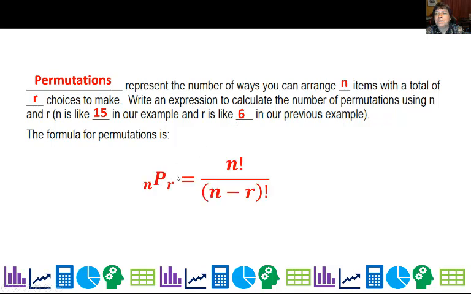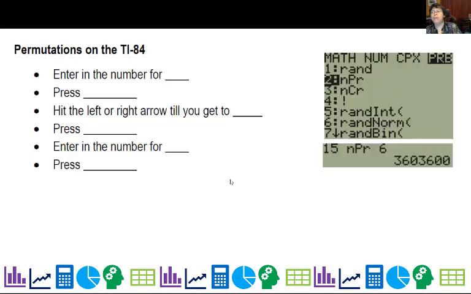So this gives us this formula for permutations. It looks like this, nPr, P stands for permutations, and then you have n factorial all over n minus r factorial. Luckily, if you know how to do factorials, you can just divide the 2 factorials. But your calculator will also do permutations. So how do we do it on the TI-84? Well, first of all, we're going to enter our number in for n. In this case, we're going to put 15.